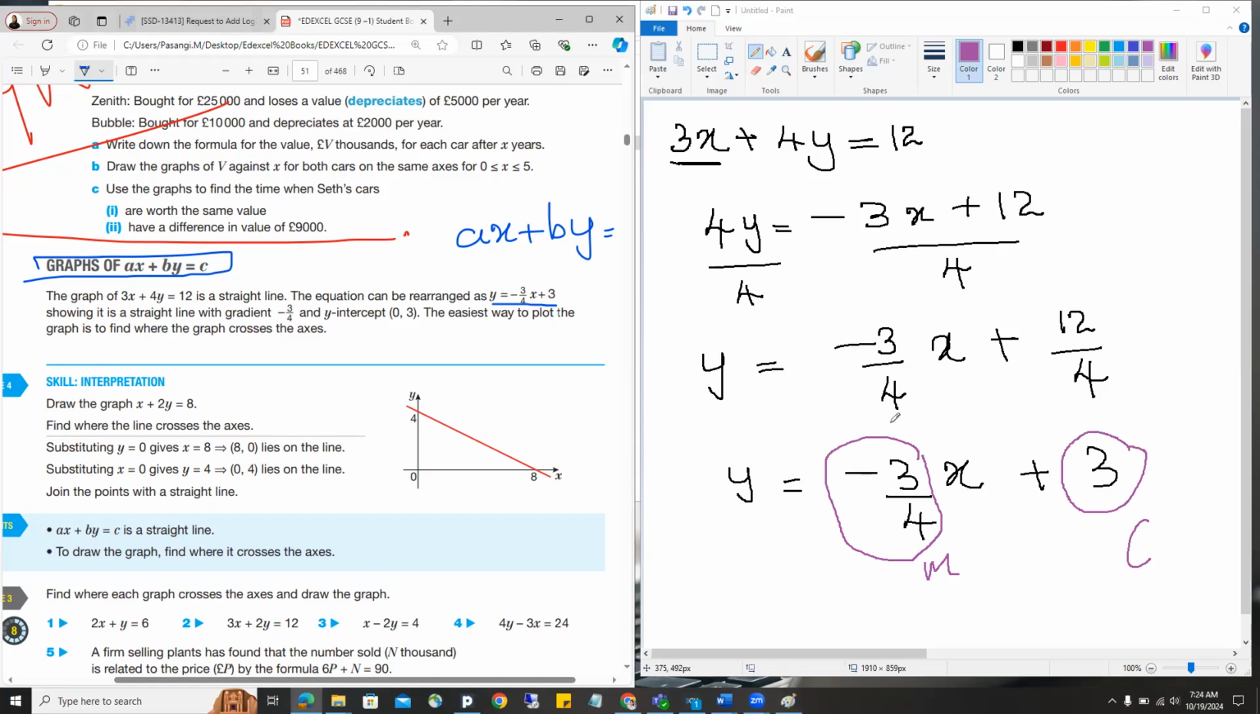Okay, so now what is the gradient? Gradient is minus 3 over 4 and the intercept is 3.